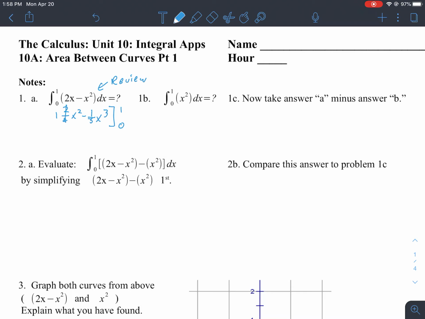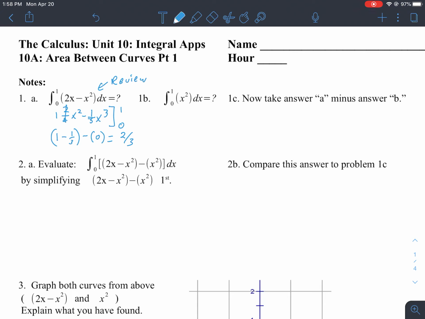1 squared is 1 times 1 is 1. Minus 1 cubed is 1 times 1/3. Now, when you plug in 0, you usually get 0, but double check. Sure enough, 0 minus 0 is 0. Now 1 is the same as 3/3 minus 1/3 is 2/3. So that was review.